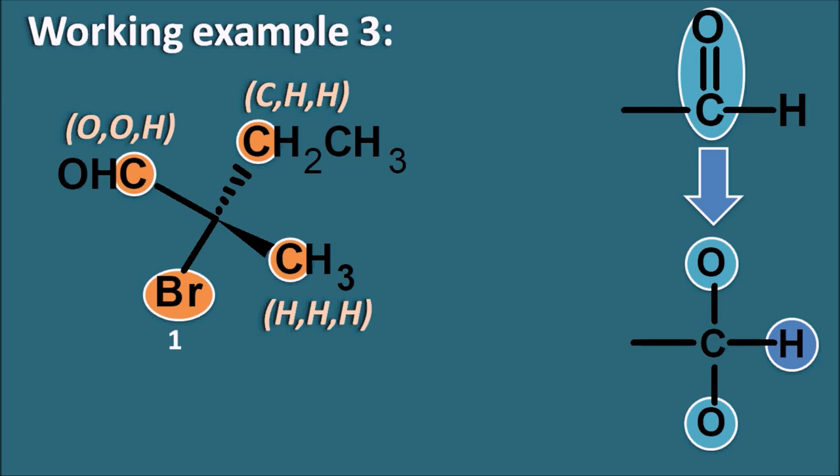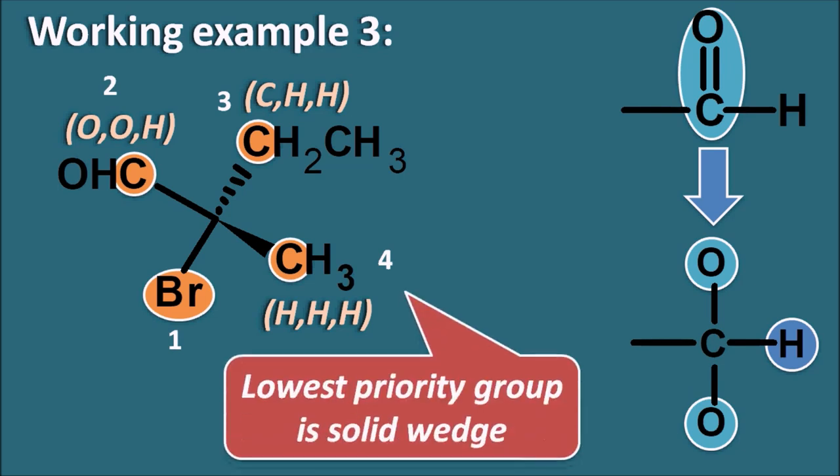Since oxygen has the higher atomic number, we have to give the second priority to the CHO, third priority to the CH2CH3, and fourth priority to the CH3. So in this way, we can assign the priority based on the further atoms attached. Now we have to check what is the lowest priority group. So here the lowest priority group is the CH3. The lowest priority group is here attached with the solid wedge. It is not present on the dashed line.